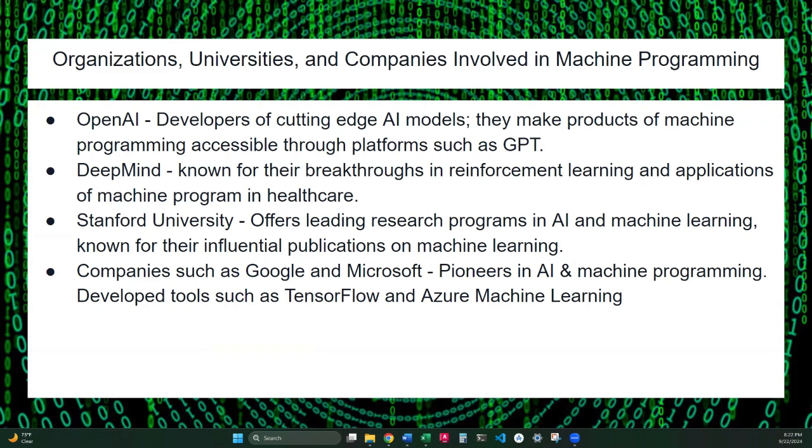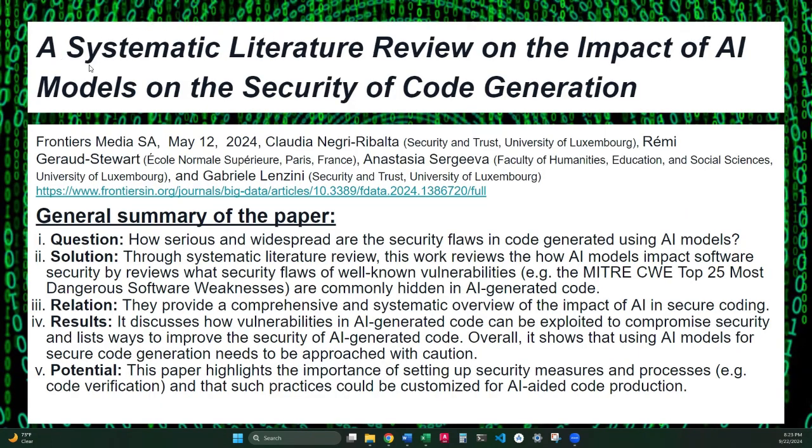The paper I chose to look into for machine programming is a systemic literature review of the impact of AI models on the security of code generation. One of the main questions they asked in this paper was how serious and widespread are the security flaws in code generated using AI models.